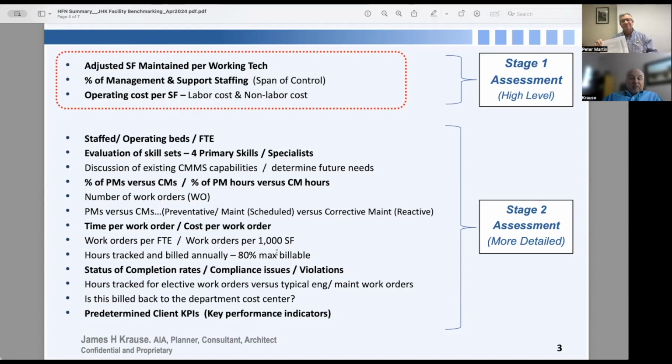And then thirdly, with that adjusted square foot number, we can now apply the operating cost per square foot, broken out by what's the labor cost and what's the non-labor cost. So we get a good sense as to how they perform, number one, with working techs, and then also what's their cost, and how does the labor cost compare to the non-labor cost, which is supplies, purchase services, and so on. So that gives the big picture as to a starting point.